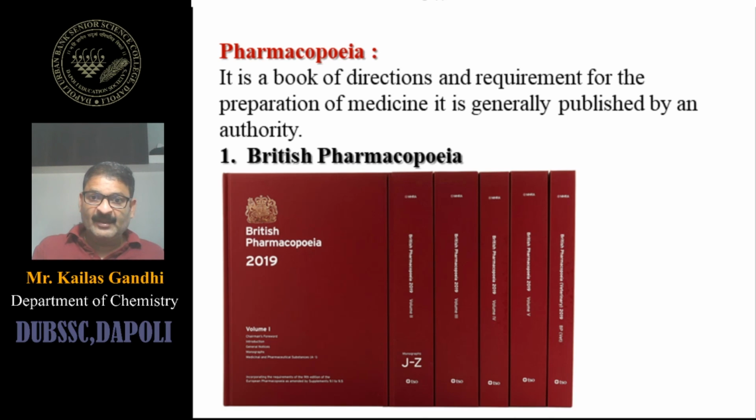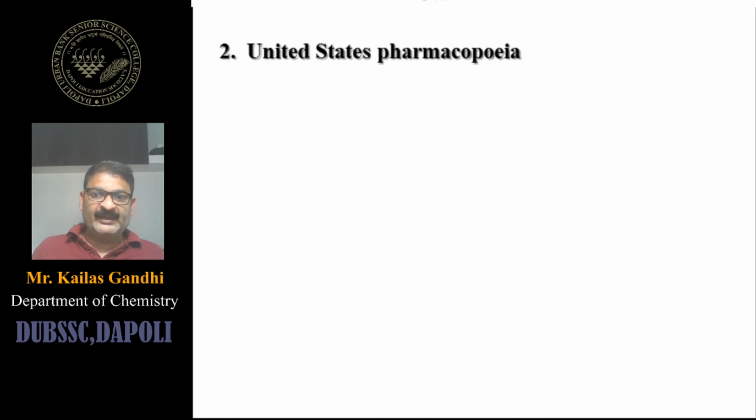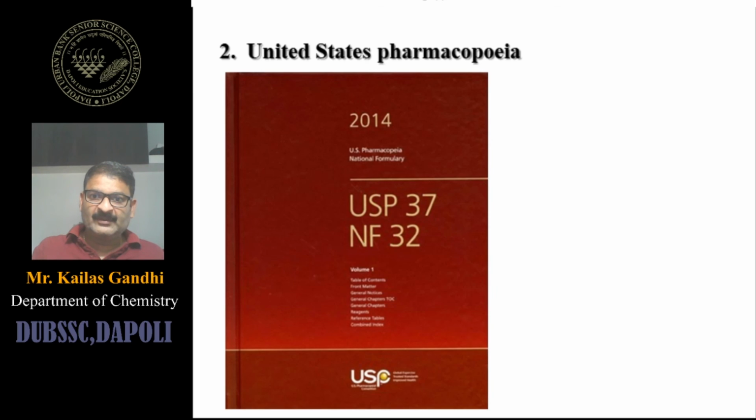Next pharmacopoeia is the United States Pharmacopoeia. It was published in 1920, and it is extensive and covers all pharmaceutical chemicals, raw materials as well as drug formulations, cosmetics, vitamins and hormones. You can see the image of the US Pharmacopoeia.